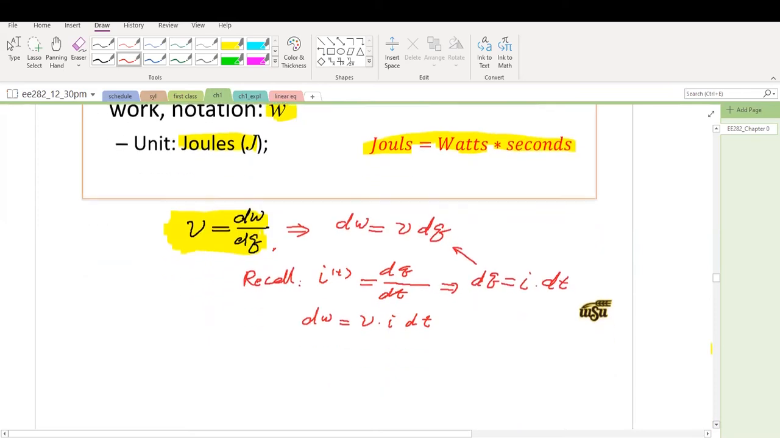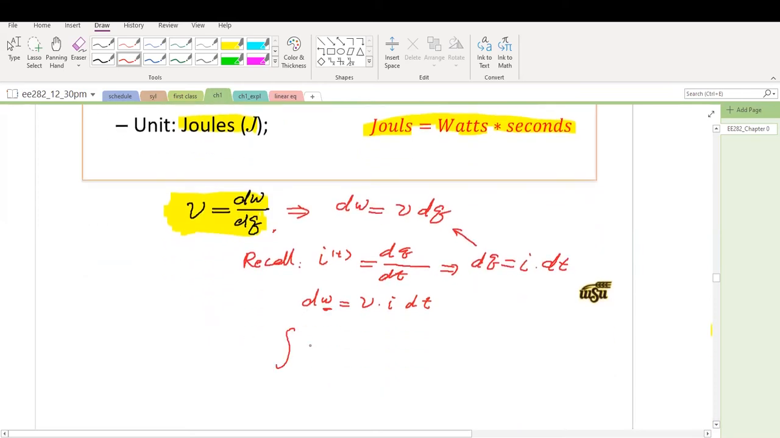Okay, what is the energy now? We're going to do an integral here. So we do the integral on both sides. dW equals V and I and dt, right? Integral on both sides. So the left side will be W, that's the energy, equals the integral on t, right? Because the integral is on t. So we can do t naught to t, whatever it is, it doesn't matter, of V, I and dt. This is the energy expression, derived mathematically.